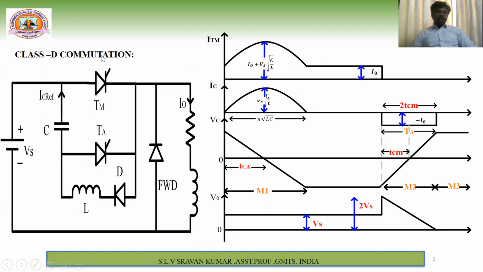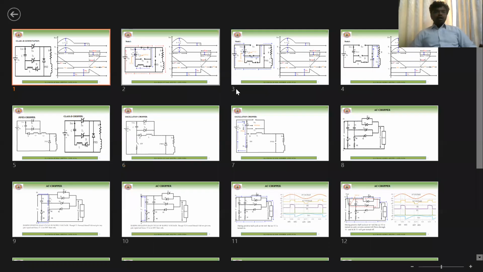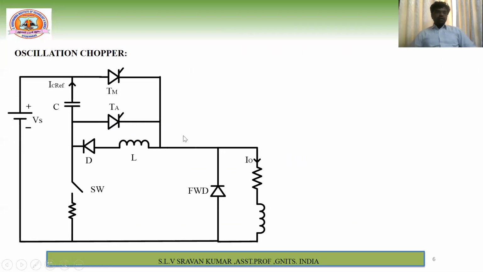So in case of class D commutation, starting itself I said that assume this capacitor is charged with a voltage of Vs. This part is Vs. Understand what I am saying? So now the same concept. Here we are assuming the capacitor is already charged, right? In the class D chopper, we have taken that assumption. Whereas coming to the oscillation chopper, we are charging the capacitor with the help of the switch.